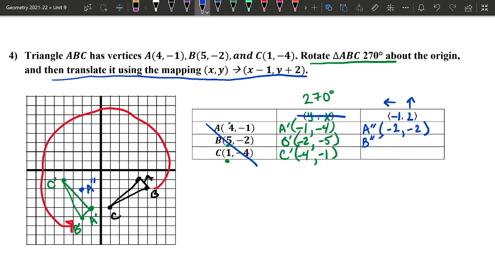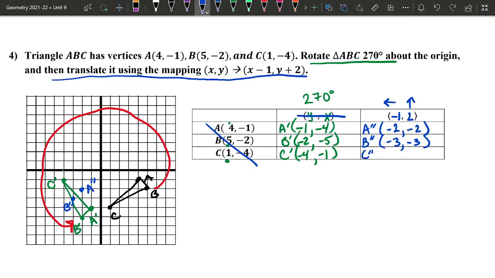B double prime. -2 minus 1 is -3. -5 plus 2 is also -3. So I go 1, 2, 3, 1, 2, 3. And yes, that relationship from A prime to B prime is the same relationship as A double prime to B double prime, and the same relationship as A to B. So they're all on the diagonal, one away from each other. Just checking as you're going.